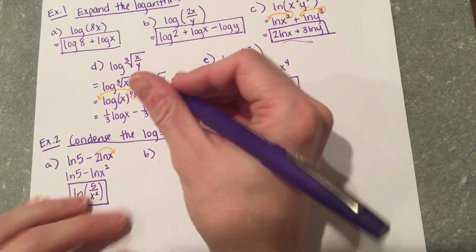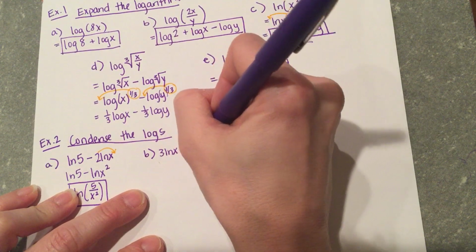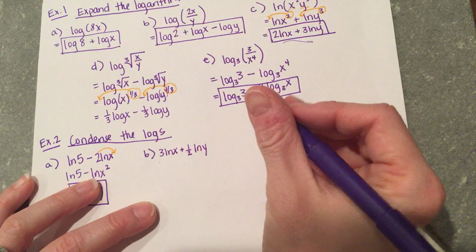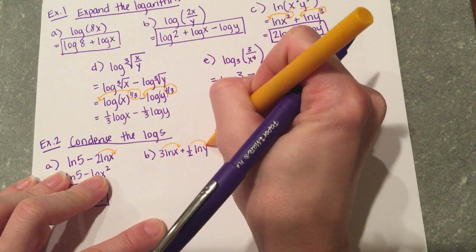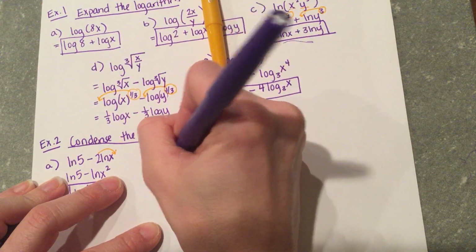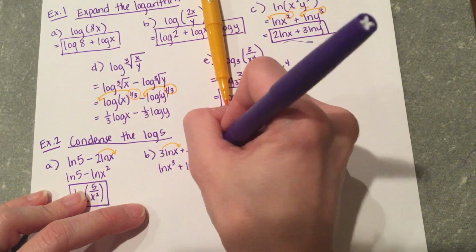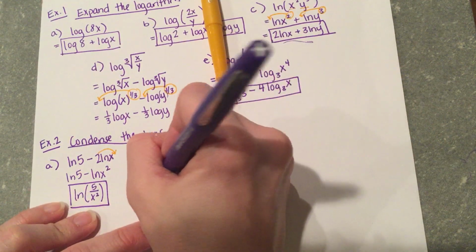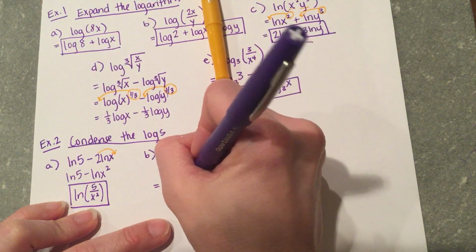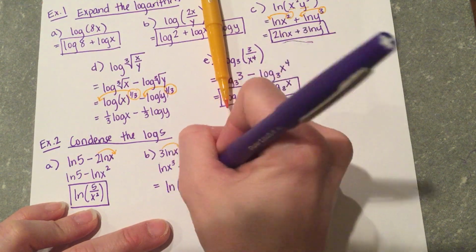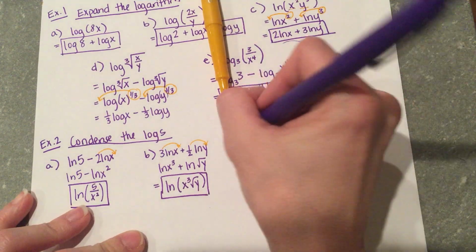Okay, let's try a couple more. So what if we have 3 natural log x plus 1/2 natural log y? Well, first thing I'm going to do is move these coefficients back to the exponents. So I have natural log of x cubed plus the natural log of y to the 1/2, or radical y. You can write it either way. And so when I combine these together, since they're added, I'm going to multiply the x cubed times radical y. And that would be my final answer. So you combine it all in one log.